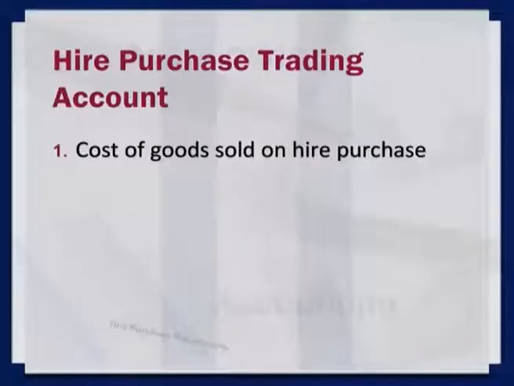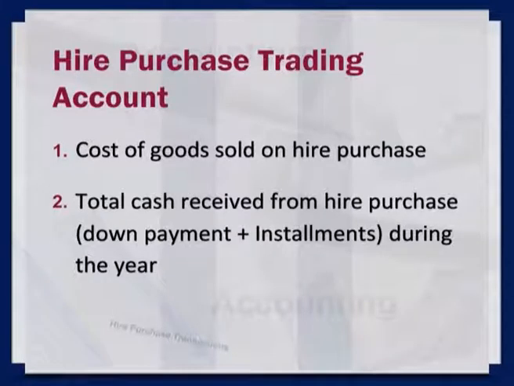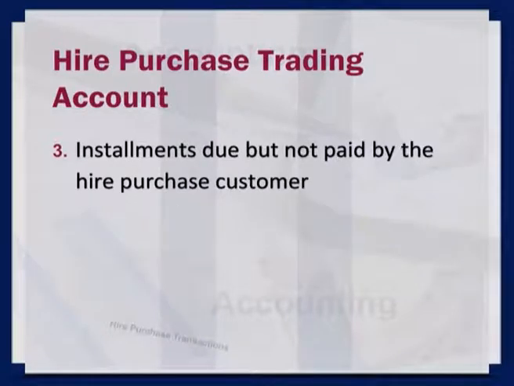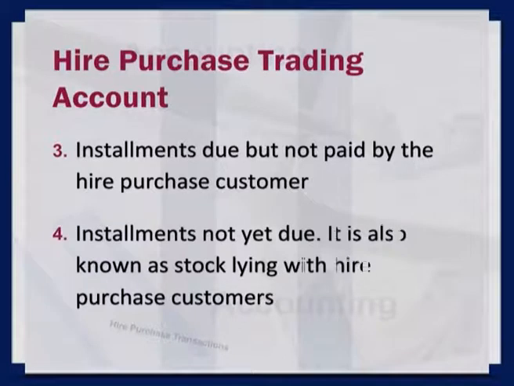At the end of the year, profit or loss on hire purchase is calculated by extracting the information from the accounting records. First, cost of goods sold on hire purchase. Second, total cash received from hire purchase, that is down payment plus installments during the year. Third, installments due but not paid by the hire purchase customer. Fourth, installments not yet due. It is also known as stock lying with hire purchase customers.